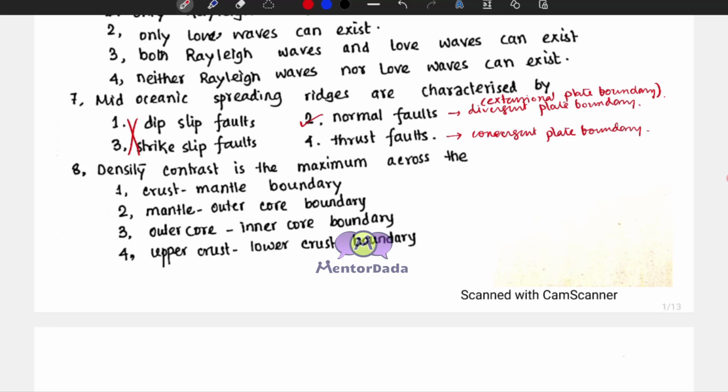Next, density contrast is maximum across the crust mantle boundary, mantle outer core boundary, outer core inner core boundary, upper crust lower crust boundary. So your correct answer will be the core mantle boundary. So it means at the mantle and outer core boundary, density contrast is always maximum.